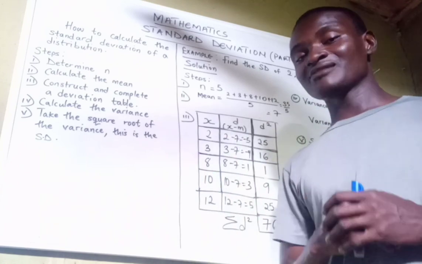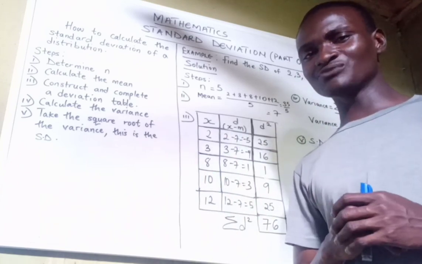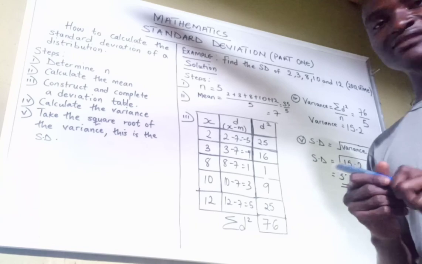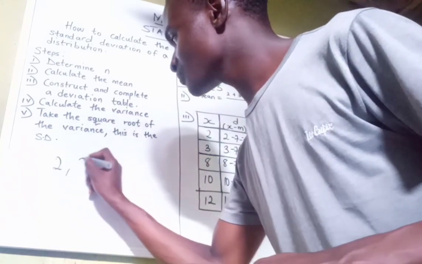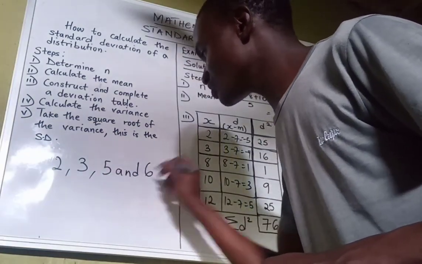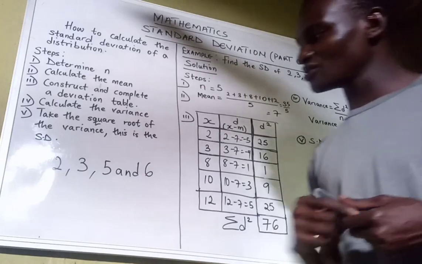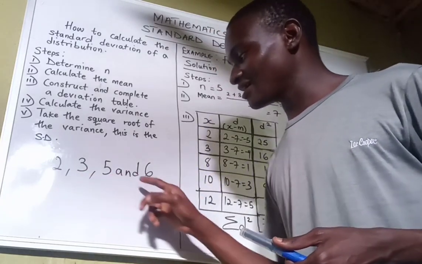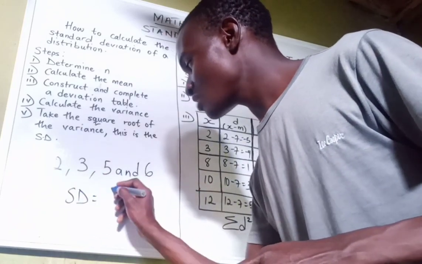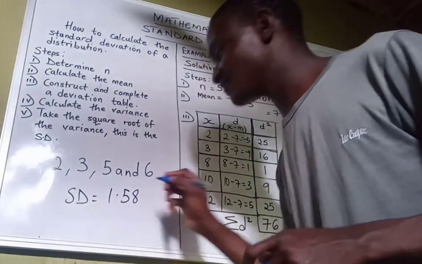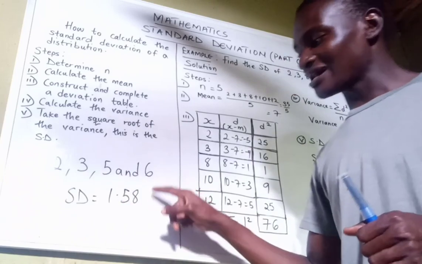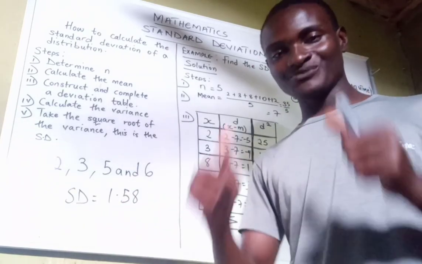We learn mathematics by practicing. How would you feel if you were able to get the standard deviation of another set of data? I would like you to find the standard deviation of 2, 3, 5, and 6. Just 4 numbers. If you do it correctly, your standard deviation should be approximately 1.58. Follow these same steps to find it and get this answer. If you do that, you have done well.